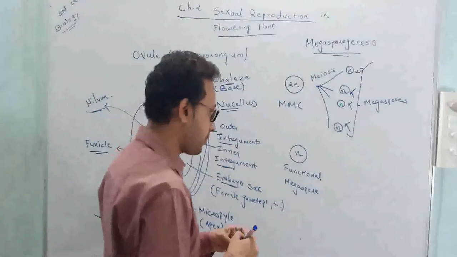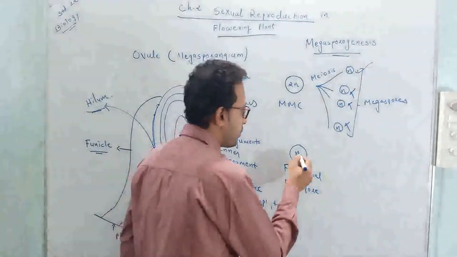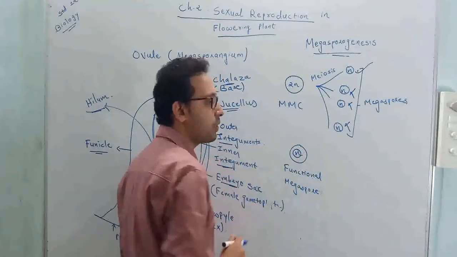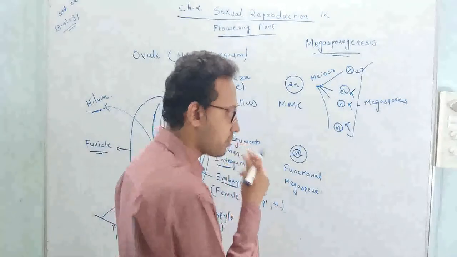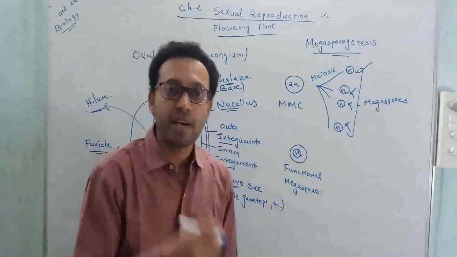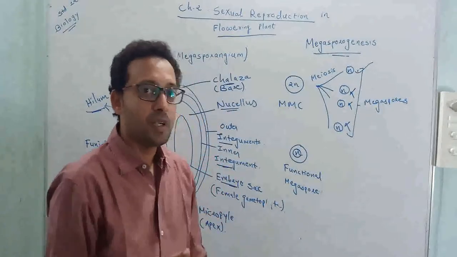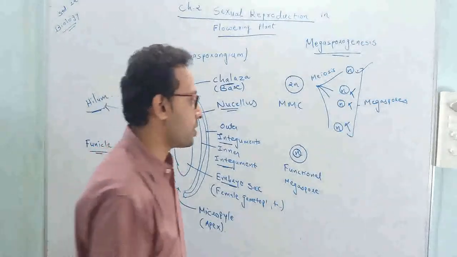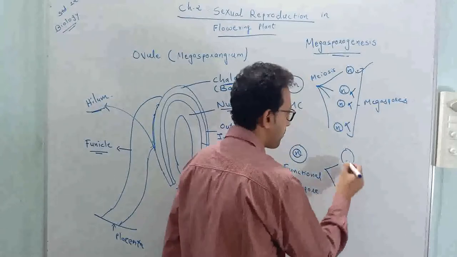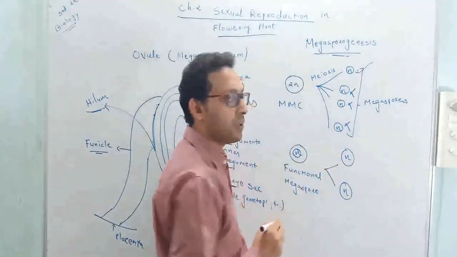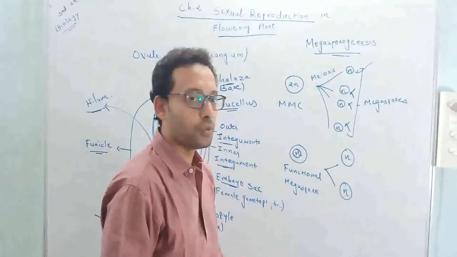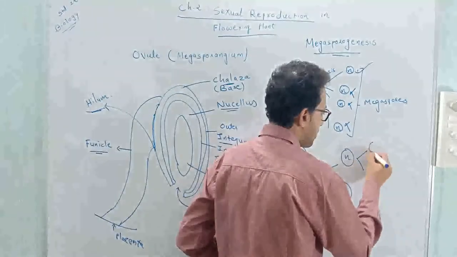What happens to it? This functional megaspore is a cell, and it contains a nucleus. The nucleus contains n number of chromosomes. Now they divide by a process called mitosis. Mitosis means how many daughter cells are produced? 2 daughter cells are produced. I just draw the nucleus. It divides by mitosis, and 2 daughter cells are produced. That again goes under mitosis.